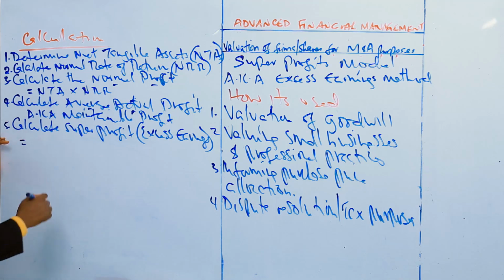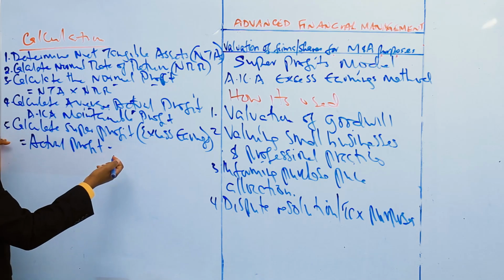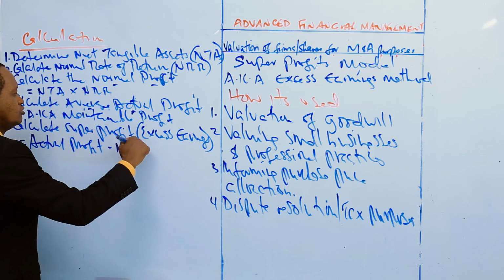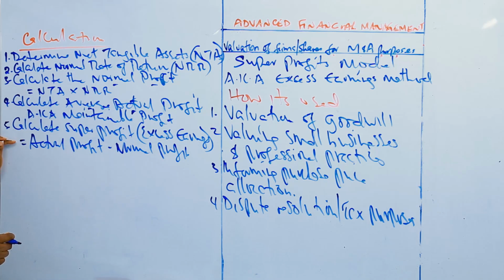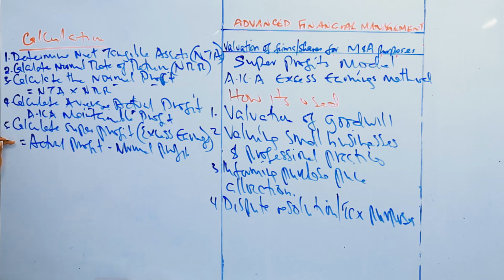Super profit is equal to the actual profit minus the normal profit. You get the difference between the actual profit and the normal profit. That will give you the super profit. Subtract the normal profit from the actual profit, and the difference represents the excess earnings generated above what's expected from the tangible asset base.